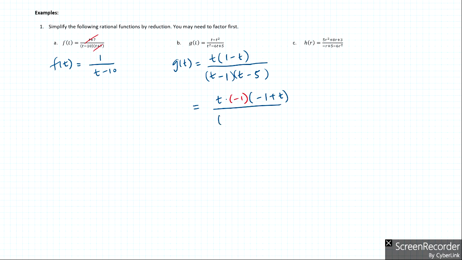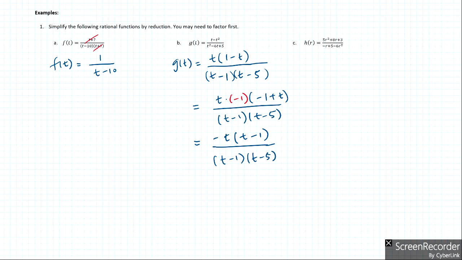And then let's keep the denominator. Now it might be a little easier to see once we simplify this, that we have t times negative 1, which is negative t, and negative 1 plus t is the same as t minus 1, all over t minus 1, t minus 5 in this case. And then we can do the cancellation.